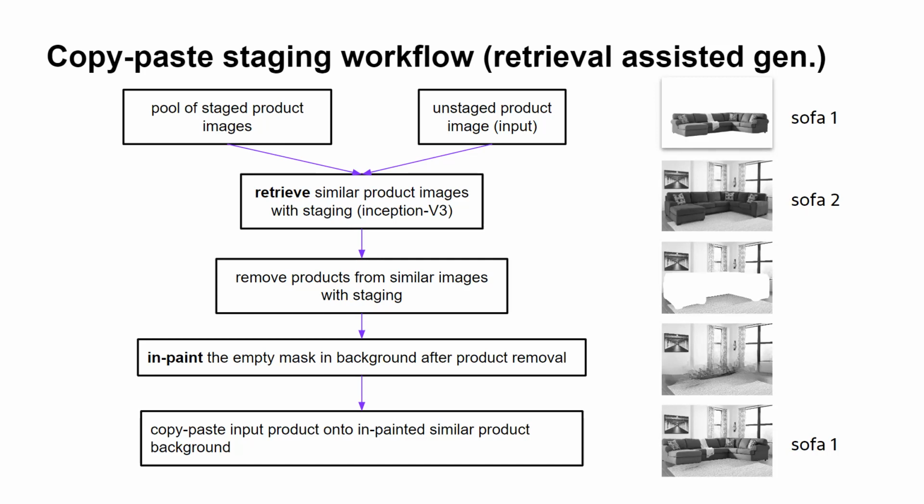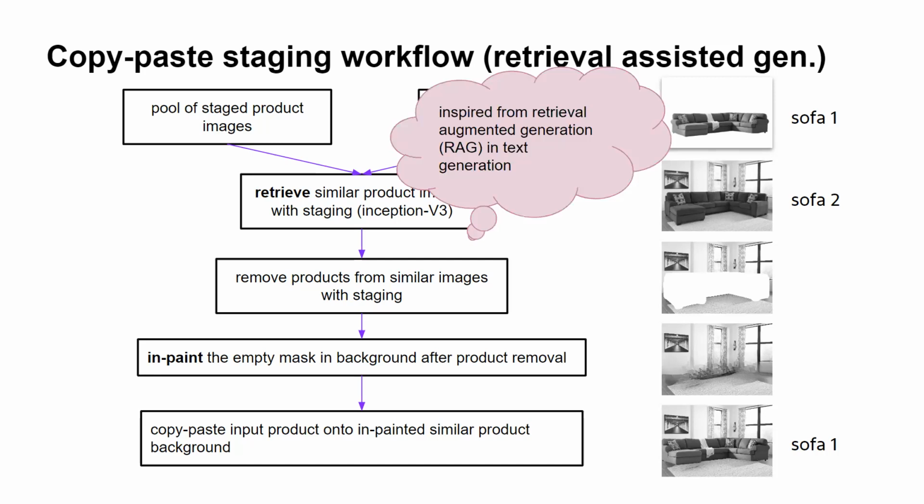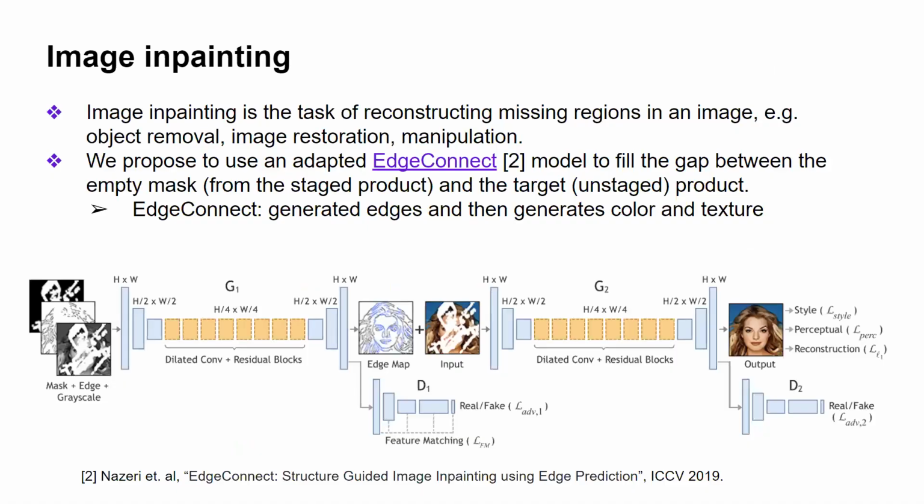So that's how the workflow looks. And this idea of first retrieving similar images and then doing in-painting is loosely inspired by the success of retrieval augmented generation in text generation setups, where the retrieved information helps the model understand the context. So with that, the other important component in this workflow is in-painting, and let me talk a bit about it.